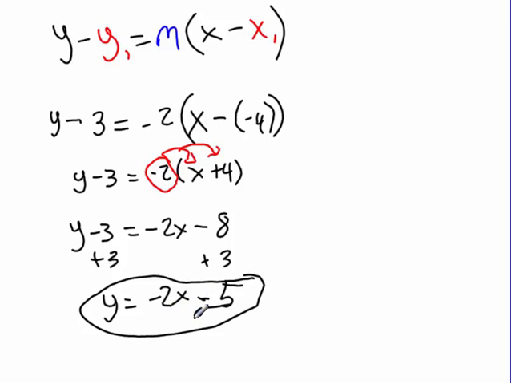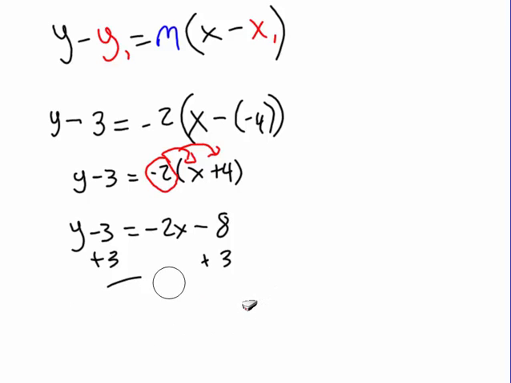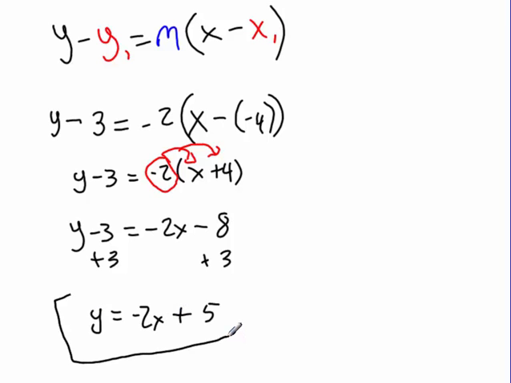Just because I want to make it look a little bit neater. Y equals negative 2x plus 5. There we go. All right. So we're going to have a worksheet for this in class on block day.